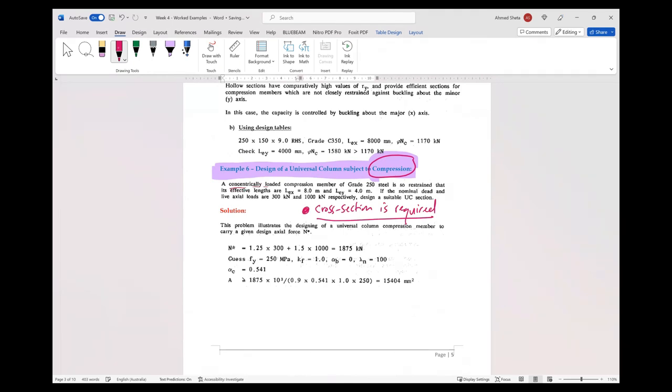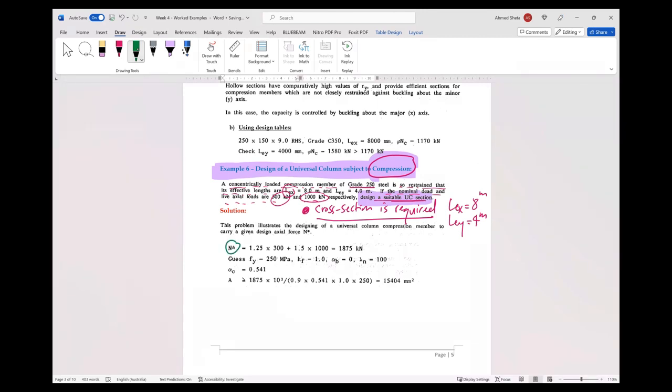So we have a concentrically loaded compression member of grade 250, so restrained that its effective lengths are Lex and Ley. It is given that the buckling about X is 8 meters, the buckling about Y is 4 meters. If the nominal dead load and live load are 300 kilonewton and 1000 kilonewton, design a suitable UC section. So you need to find a suitable UC section. So here we are looking at designing.